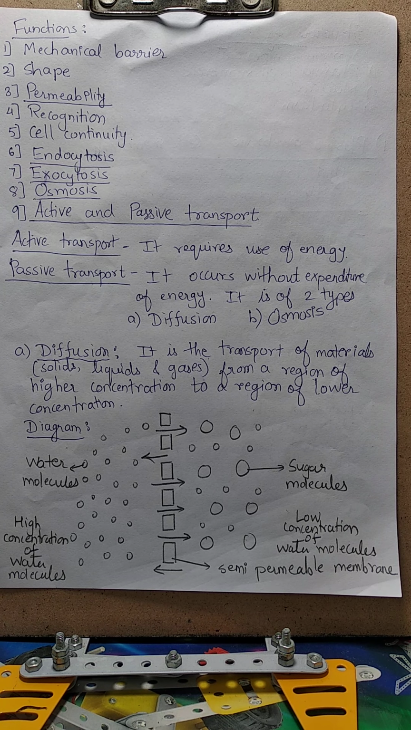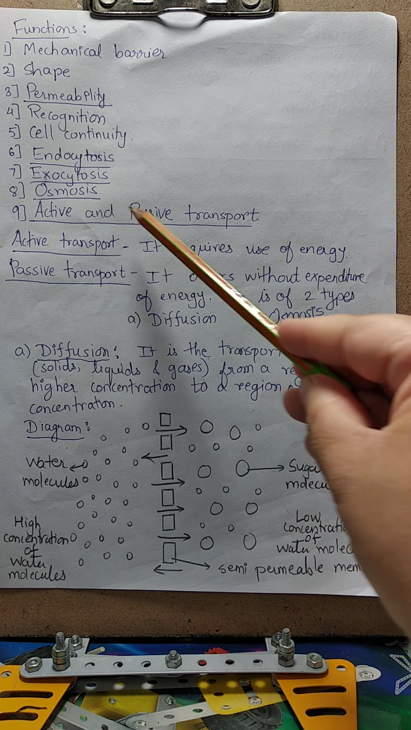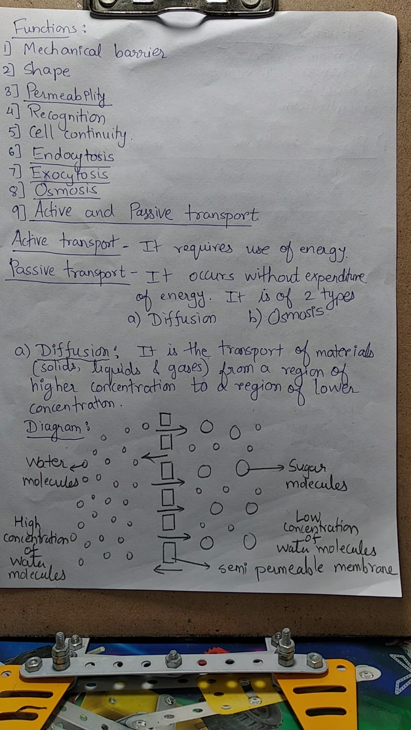We have seen what is a cell membrane, then what are the different functions of cell membrane, all those things. In that we have seen what is permeability, right? And we have also seen what is active and passive transport. The basic difference is, in active transport there is use of energy in movement of molecules from lower concentration to higher concentration, whereas in passive transport molecules move from higher concentration to lower concentration without expenditure of energy. And we have also seen that diffusion and osmosis are the types of passive transport.